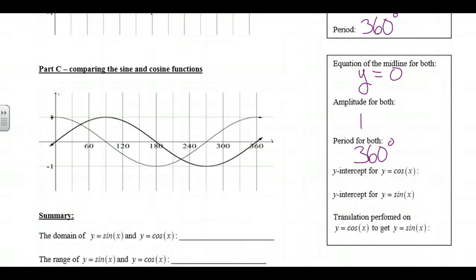Okay. What's the y-intercept for cos x? And I guess I should label it. This is y equals cos x. This is y equals sine x. What's the y-intercept for cos x? What's the y-intercept for sine x? What translation is performed on cos x to get sine x? What do you have to do with this? You have to shift it over. It's actually going to be 90 degrees, based on the 30, 60, 90. If you shift it to the right 90 degrees, so shift right 90 degrees.